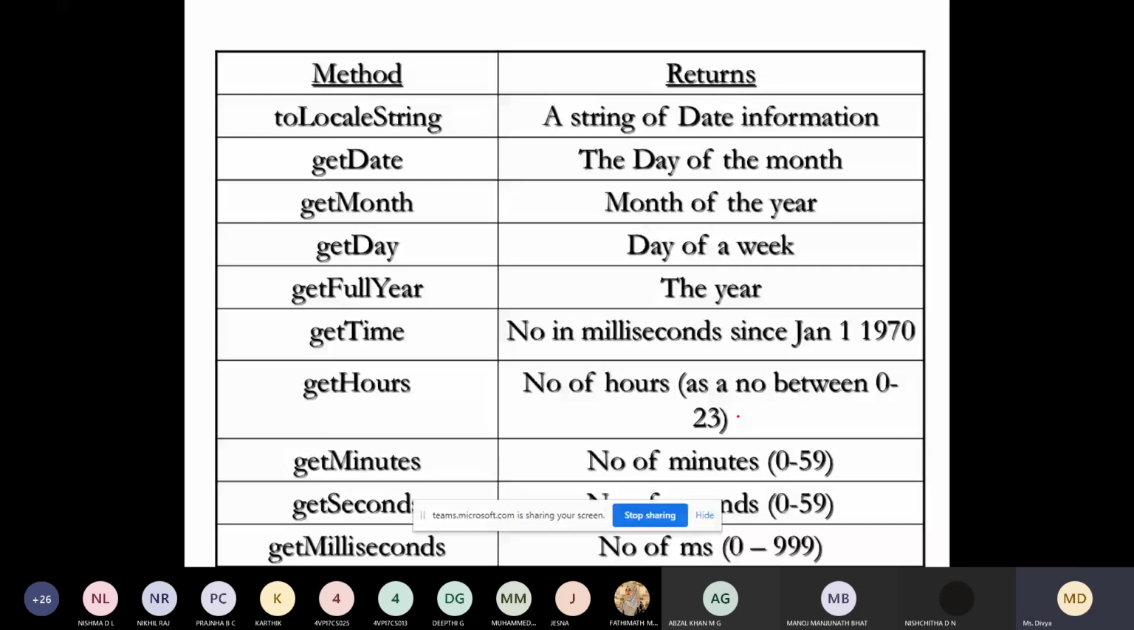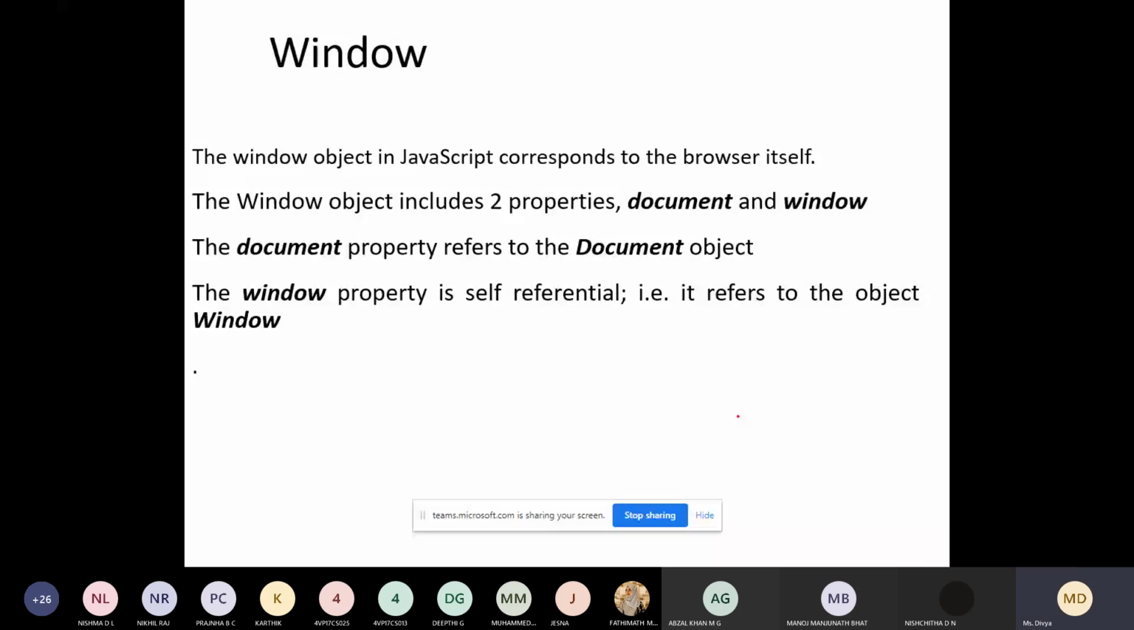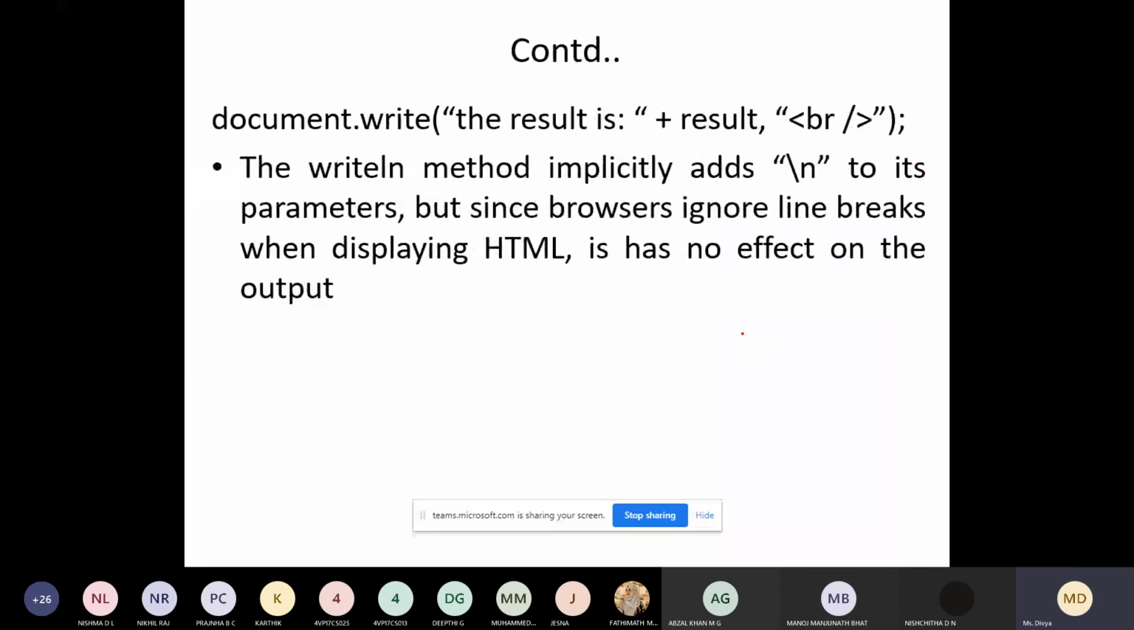So moving on to the next object, the window object. This is a very important object. We have already discussed this object in the lab session. The window object in JavaScript corresponds to the browser itself, so it deals with the browser. There are two important properties in the window object, that is document and window. The document property refers to the document object. The window property is self-referential and refers to the object window. I'll explain with an example.